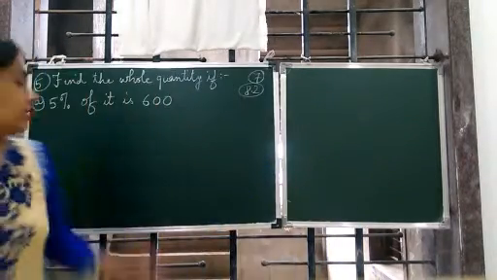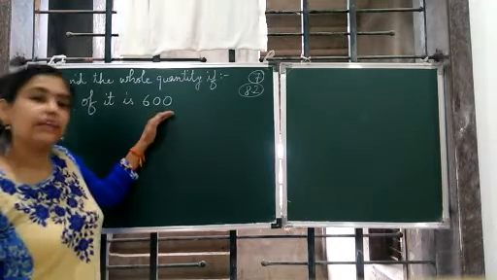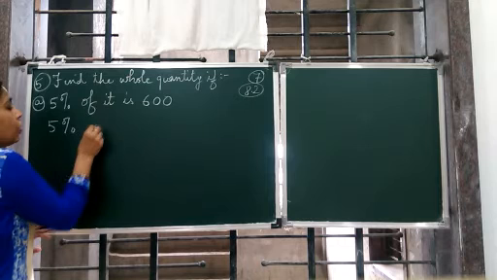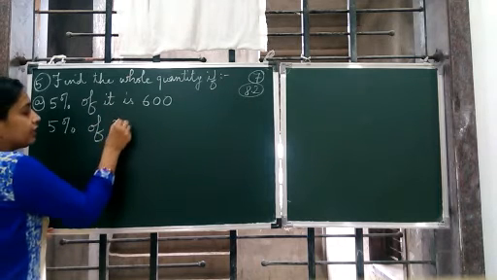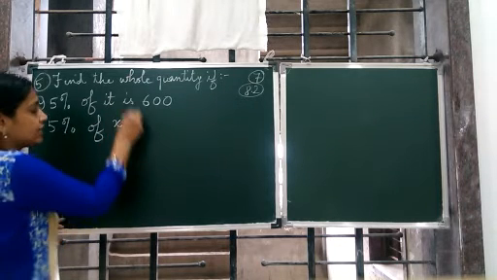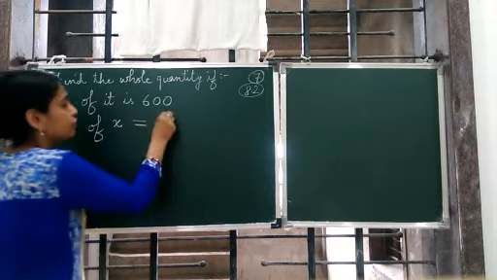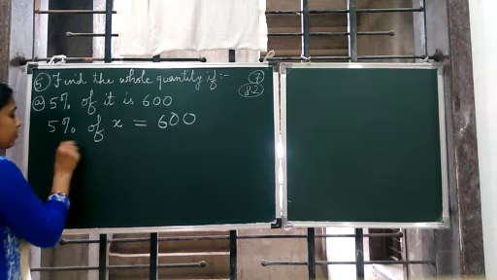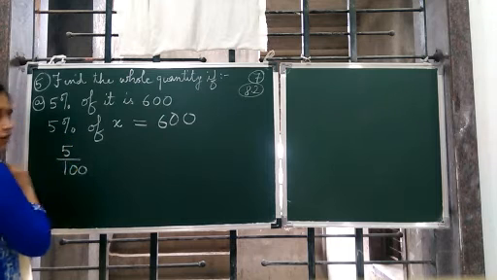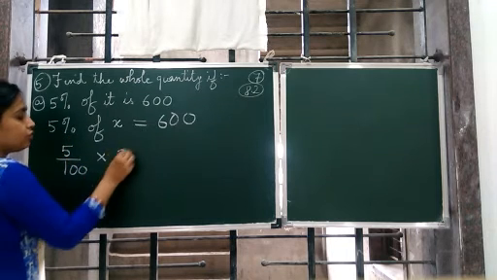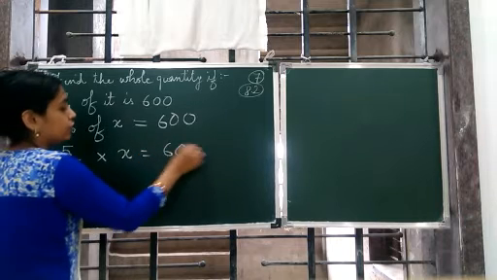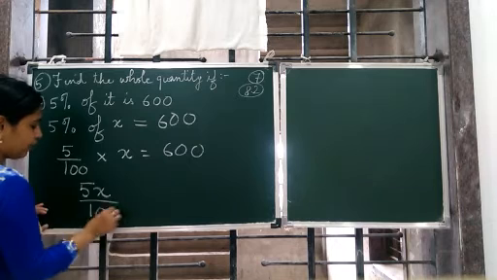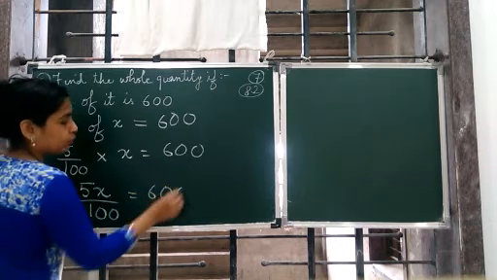Okay, so we just write this statement in the mathematical expression. How? 5% of it, that is x, that we don't know, equals 600. That means we have to solve this. Now 5% means 5 per 100, of means into x is equal to 600. So it is 5 into x gives us 5x upon 100 is equal to 600.